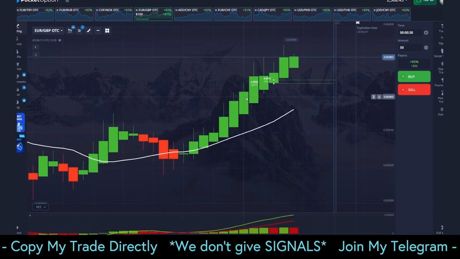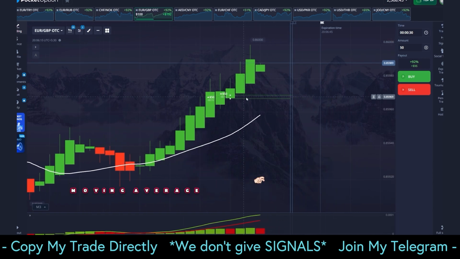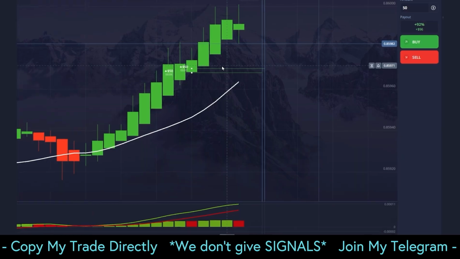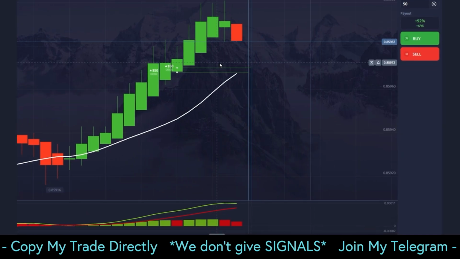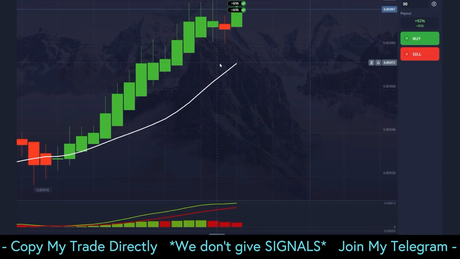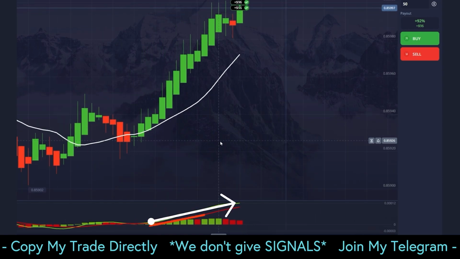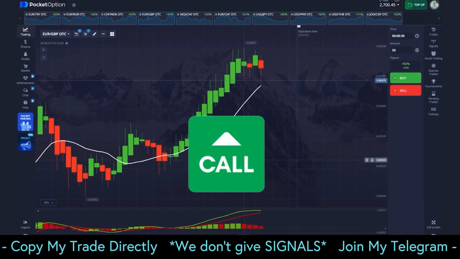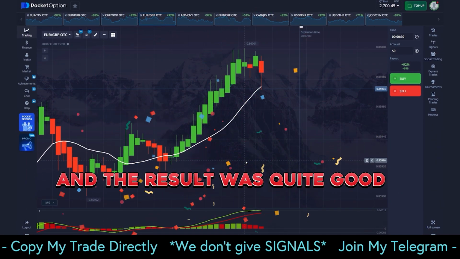We will take the second confirmation. Candles are being formed above the moving average line. The second confirmation is also clear. We will take the third confirmation here. With this MACD, bars are forming above the zero horizontal level, and where the trade was taken, there was a green line above the red line. All the confirmations were telling us to buy, which we did, and the result was quite good.